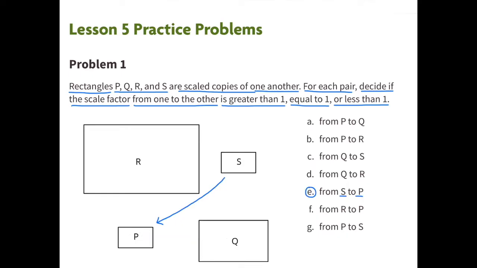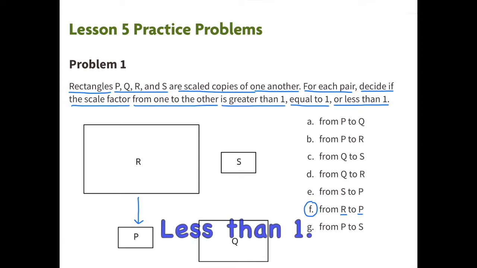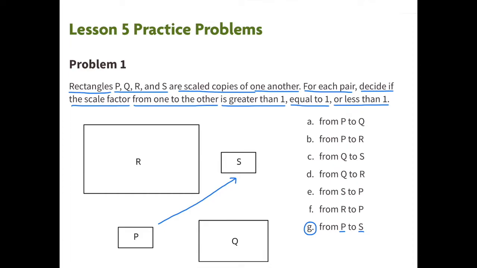E. From S to P. This scale factor is equal to 1. P is the same size scale copy as S. F. From R to P. This scale factor is less than 1. P is a smaller scaled copy of R. And finally, G, from P to S. This scale factor is equal to 1. S is the same size scale copy of P.